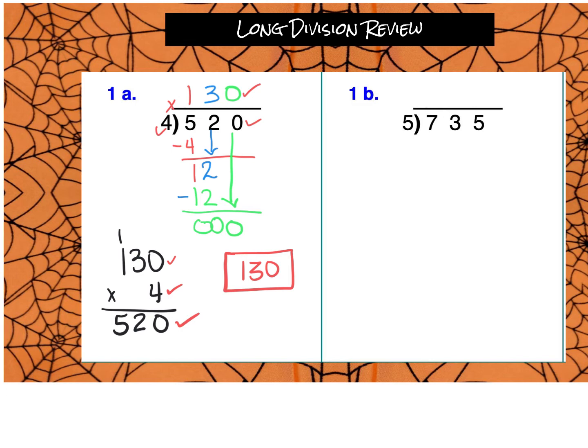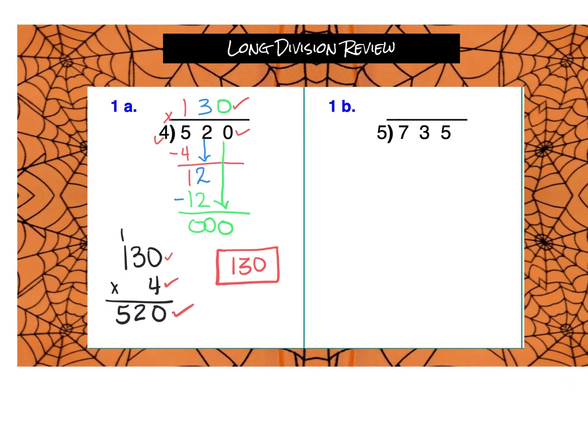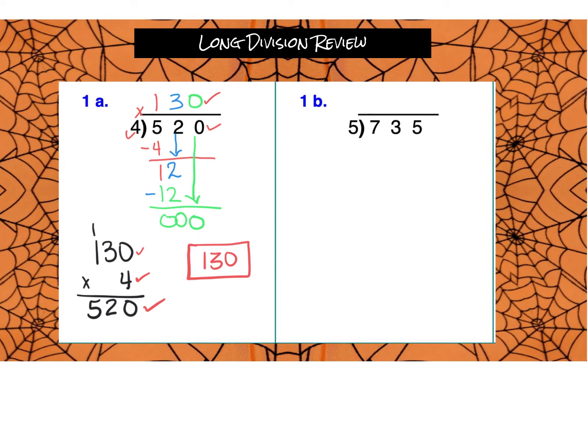Now we're going to go over to 1B and we're going to do 735 divided by 5. I want you to try it on your own for a few minutes and then we'll stop and do it together.